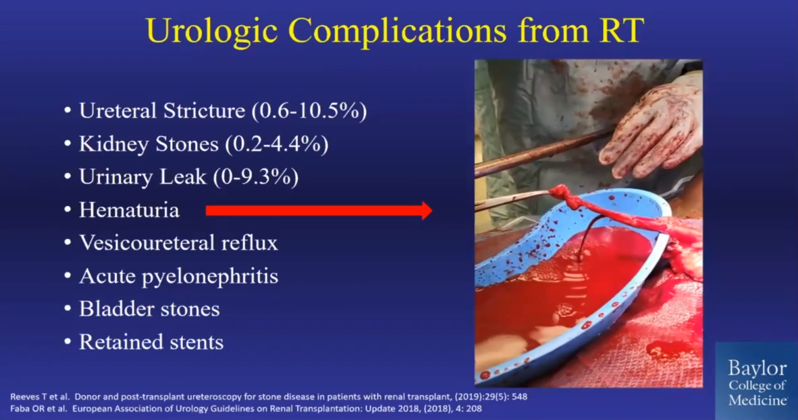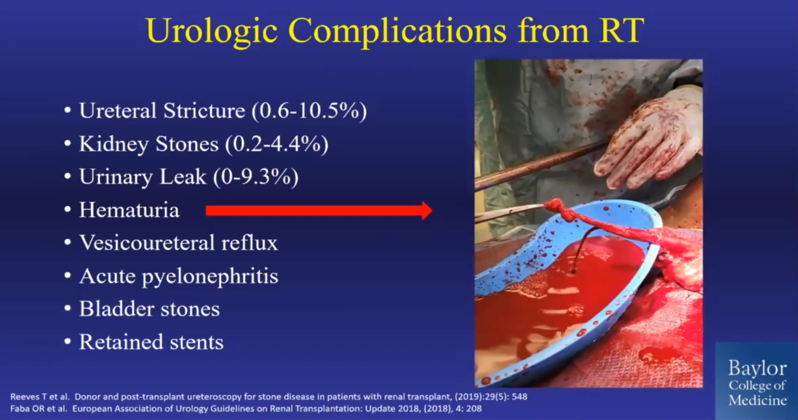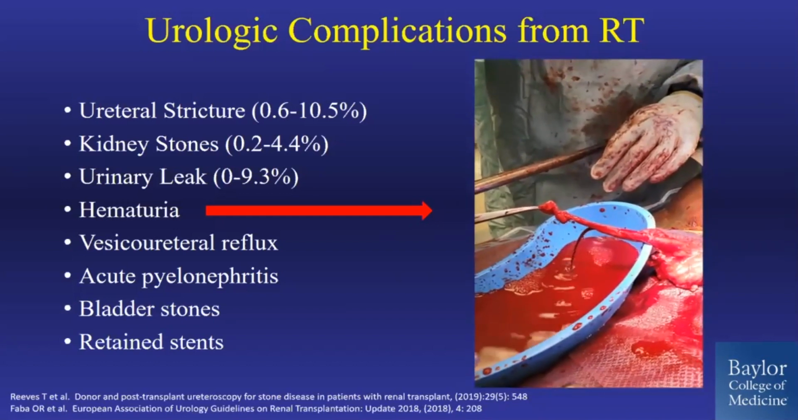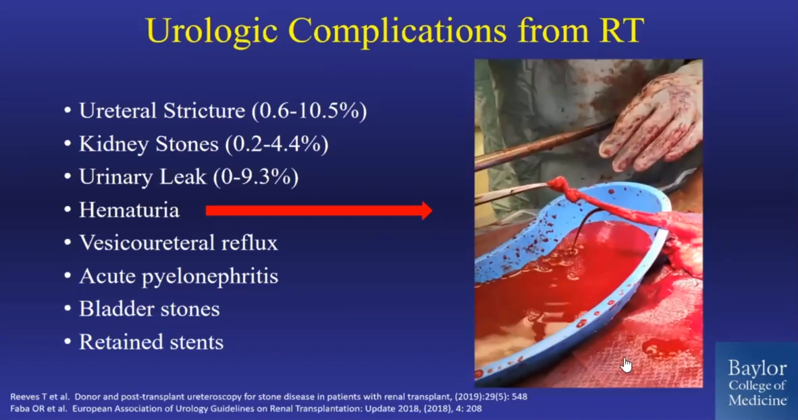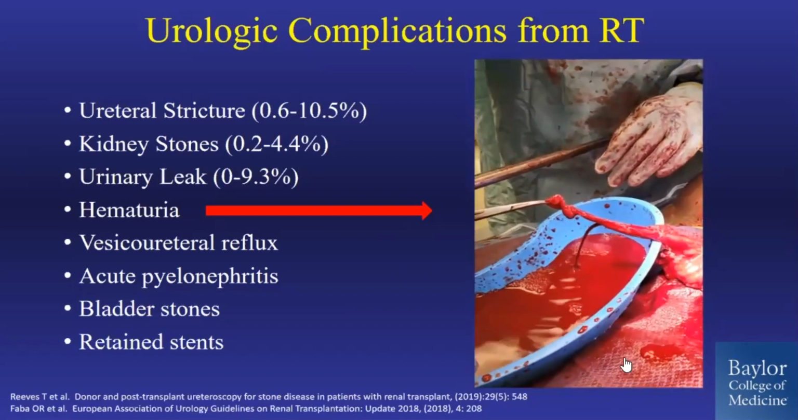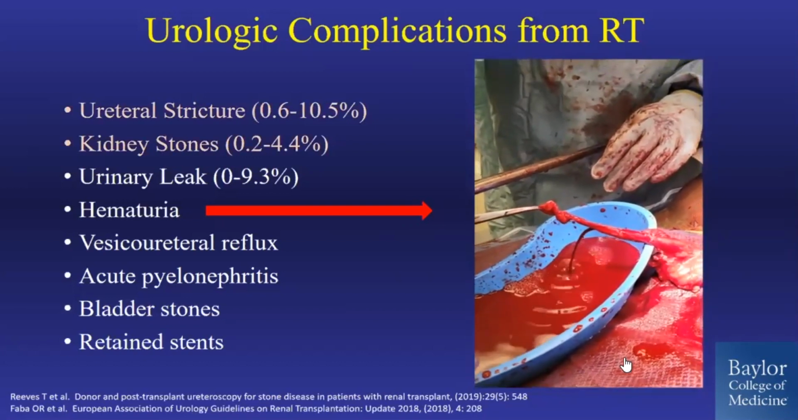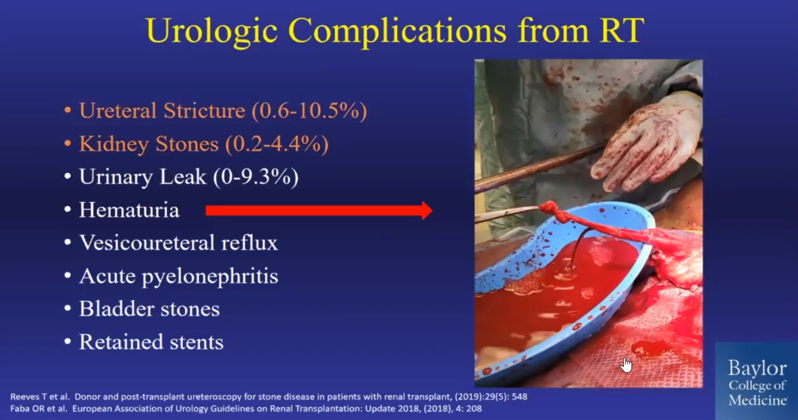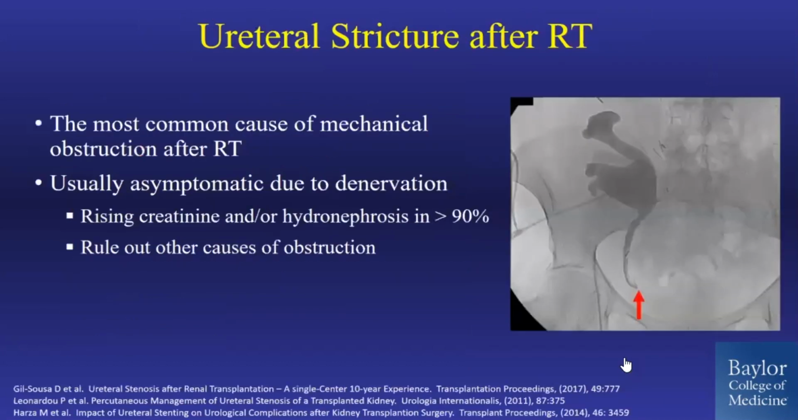This was a patient I got called to the operating room who, after the kidney was reperfused, was just pouring blood out of the transplant ureter. But we're going to be focusing a little more on endourologic challenges, and thus the top two: ureteral stricture and kidney stones.